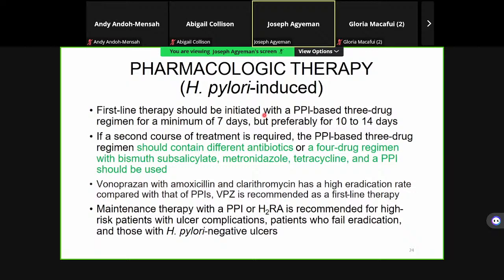So what do we do? We give the PPI to reduce the acidity of the GIT and the duodenum. This will provide a conducive environment for H. pylori. With this, it will begin to multiply. And this is the time that our antibiotics will be most active against the agent.